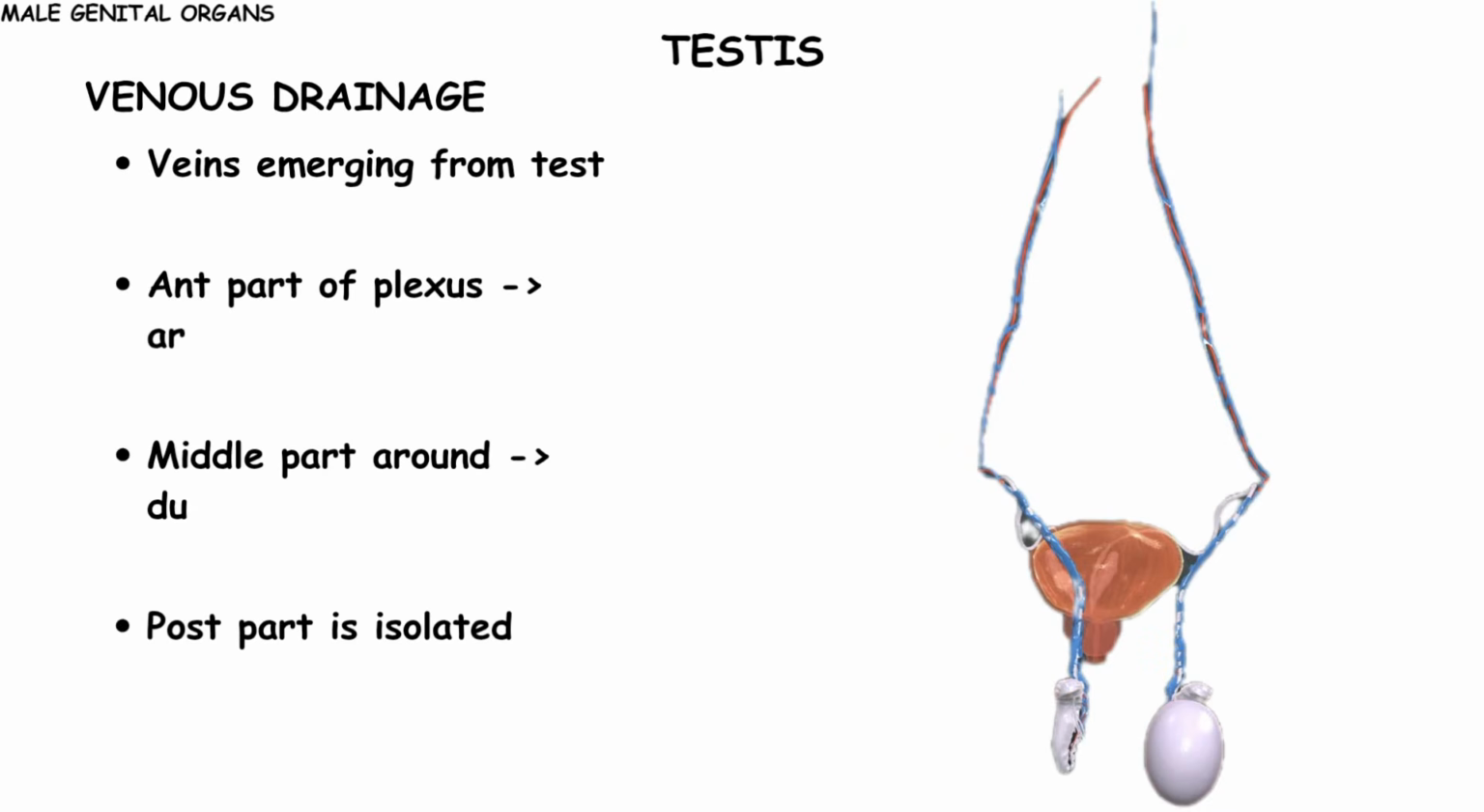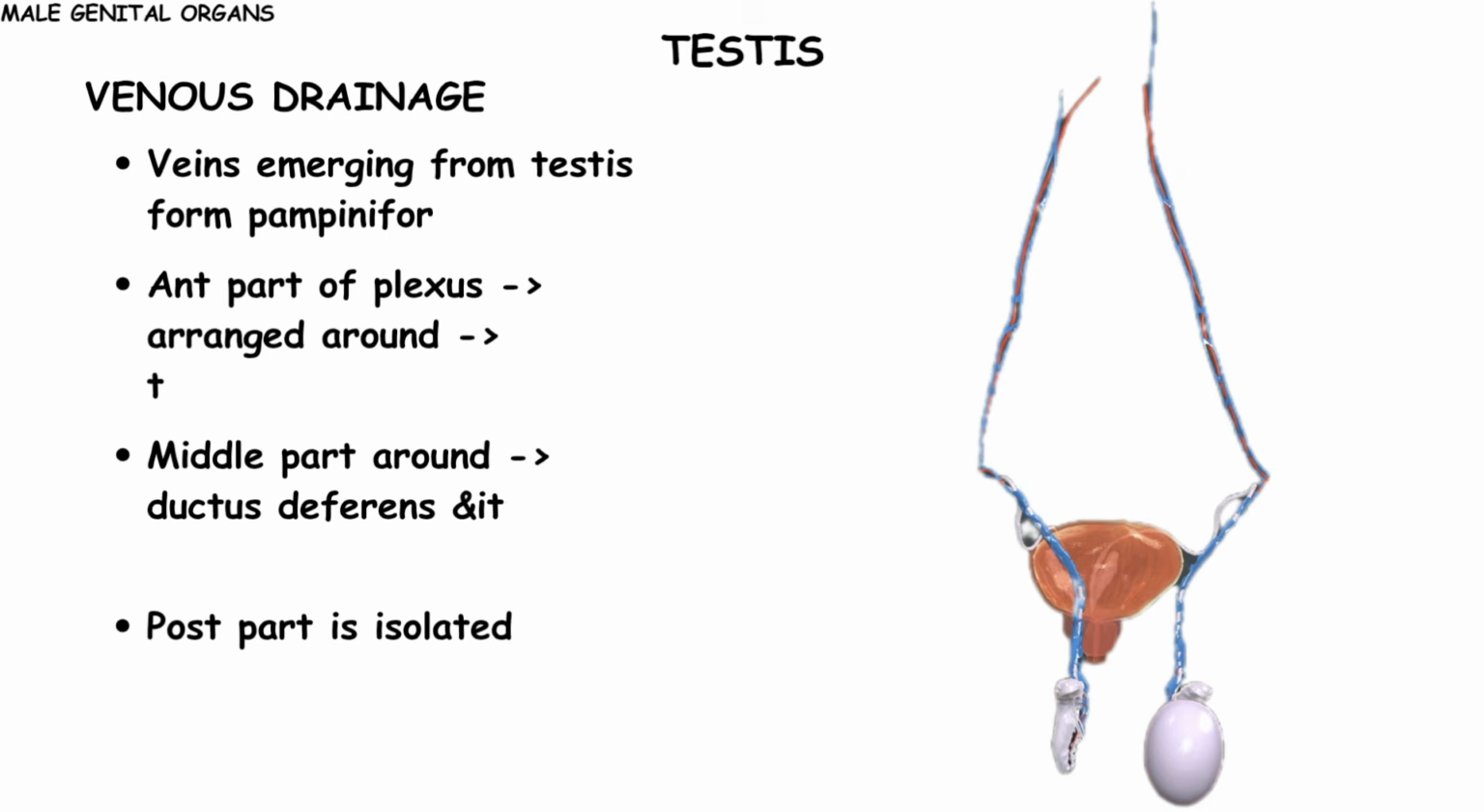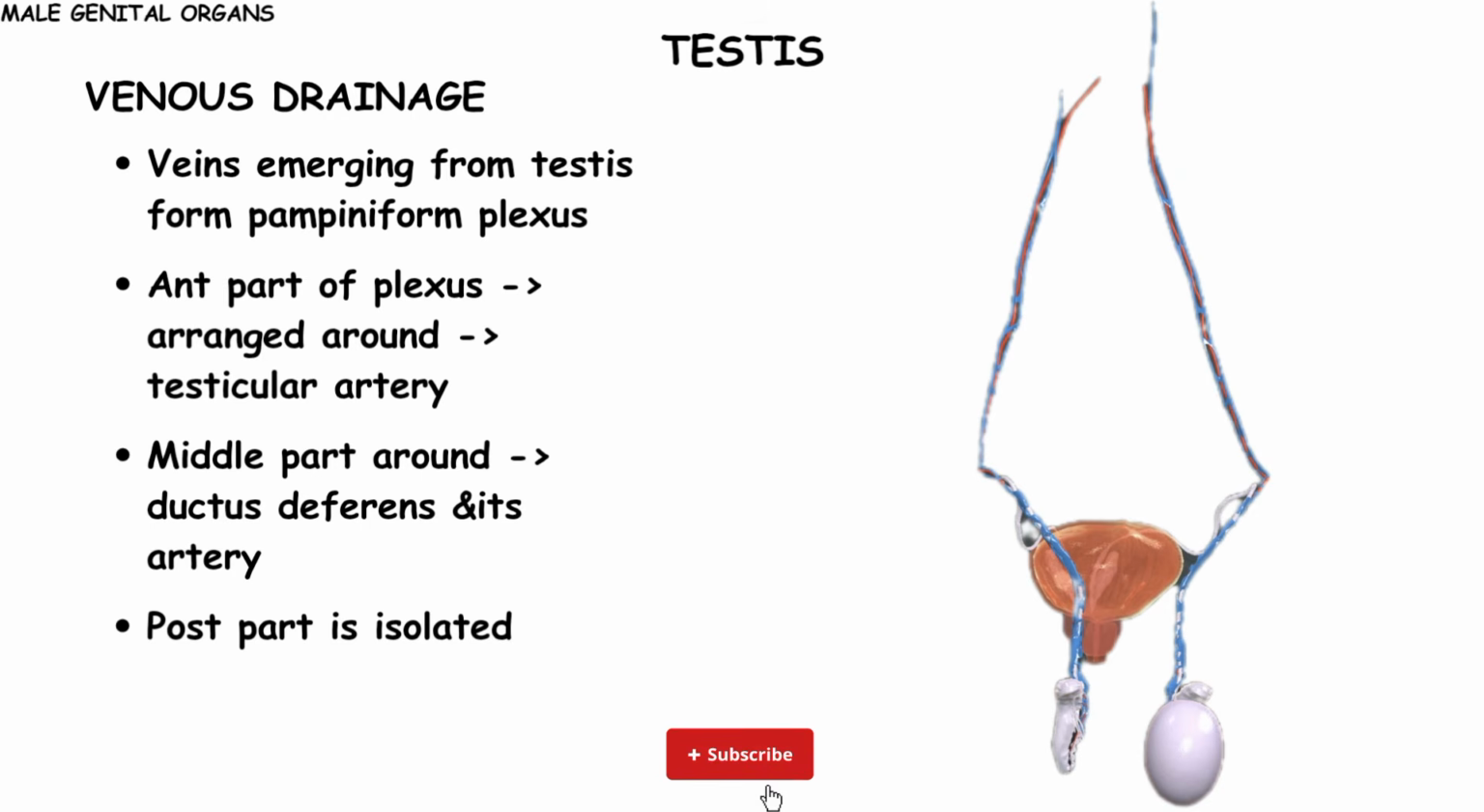Venous drainage of the testis. Veins emerging from the testis form the pampiniform plexus. The anterior part of the plexus is arranged around the testicular artery. The middle part is around the ductus deferens and its artery. The posterior part is isolated.